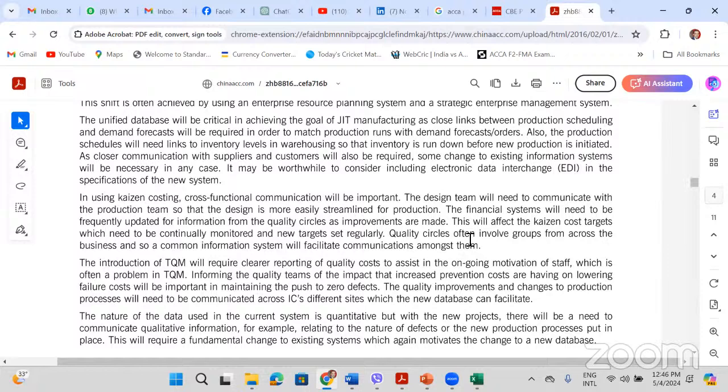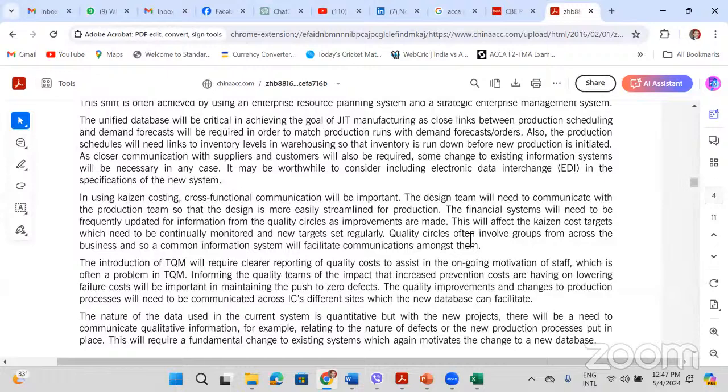Kaizen is about continuous reduction in cost. For that, you need to know where we are incurring cost. That information needs to be captured, right? So cross-functional communication. For that, the system is very useful. So this will really help our Kaizen costing initiative. And also Kaizen costing targets need to be continually monitored and new targets set regularly. For that, you need to know what is happening now. Then you can constantly improve.